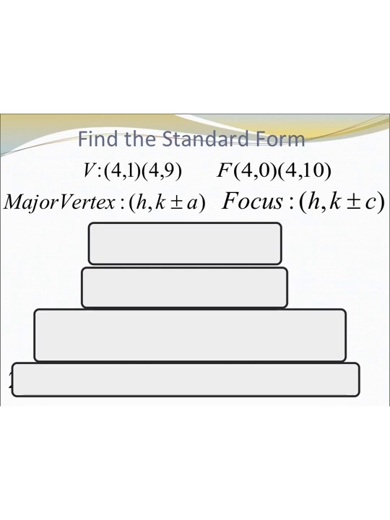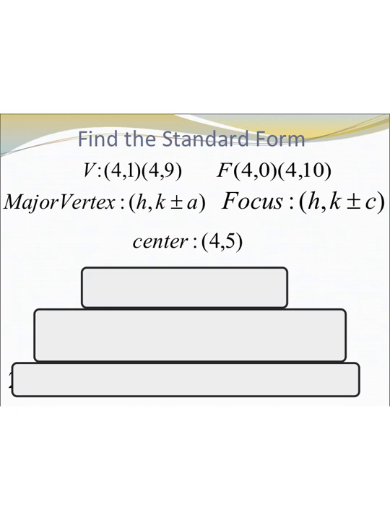In order to find a and c, I do need to find my center. And to find my center, I'm going to be finding the midpoint of my vertices and also the midpoint of my foci. And that midpoint should end up being the same point, which will represent the center. So by finding the midpoint of my vertices, I get the point 4, 5. And it is the same midpoint if I found it using my foci.